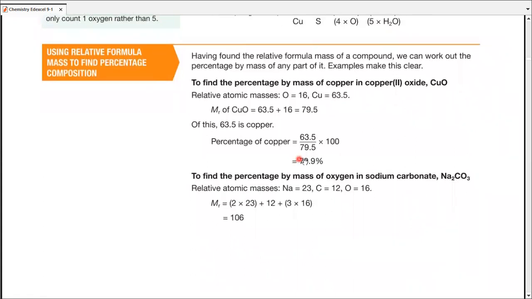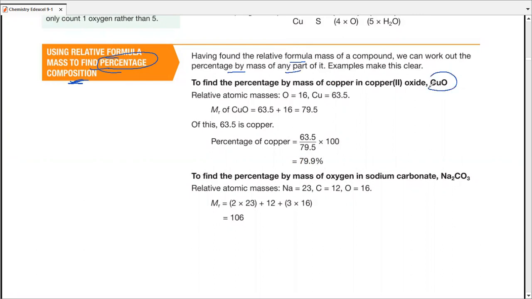Now, percentage composition, our next part. We are going to use relative formulae and we're going to calculate the percentage composition. You're familiar with the word percentage. We take the parts out of 100 parts. Composition means what it's made up of. Now we're going to use relative formula math and find how much of anything is a part of the whole compound.